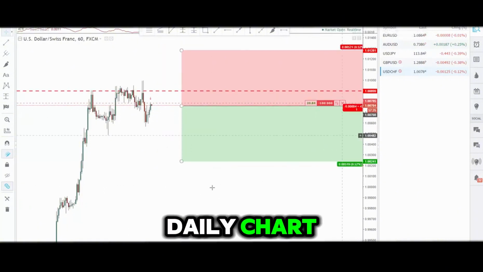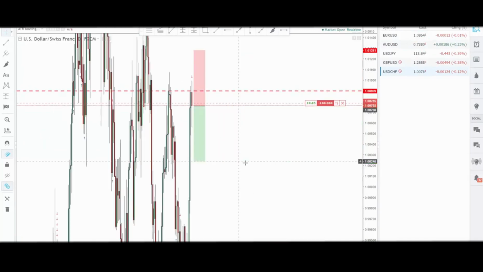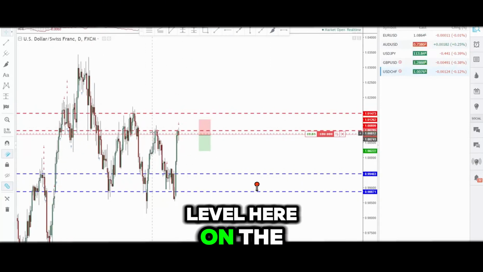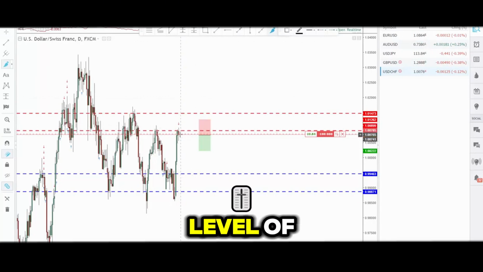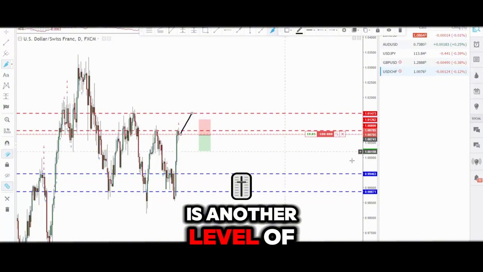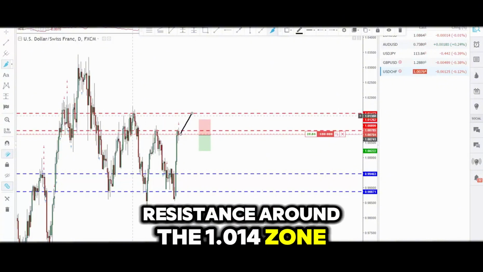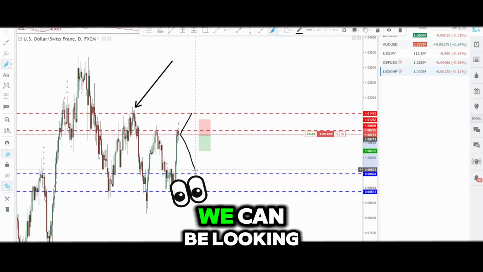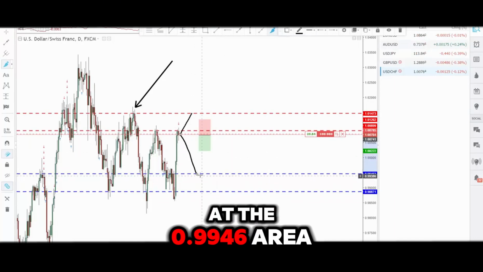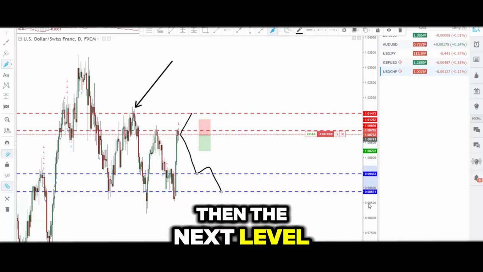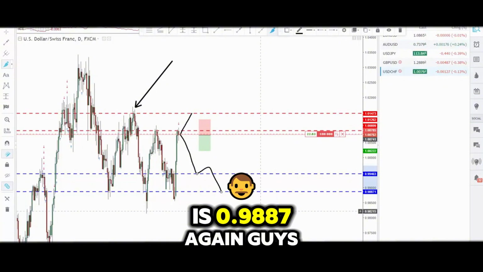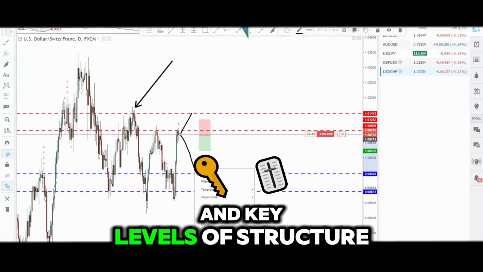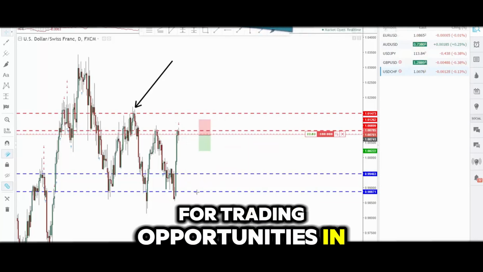So that's what's happening right now on the dollar Swiss. Let's go ahead and zoom back out to the daily chart and talk a little bit about the levels we can be paying attention to if we break through some of these resistance and support levels. So our very next level, here on the dollar Swiss, if this market decides not to respect this level of resistance and push straight up, is another level of resistance around the 1.014 zone, which would be this resistance level right here. And if this market gets pushed down a good bit from here, we can be looking at the 0.9946 area. And if we break through that area, then the next level I'll be paying attention to is 0.9887. Again, guys, these are zones, not specific numbers, but those zones are the zones that I see as important and key levels of structure and that I'll be paying attention to for trading opportunities in the future.